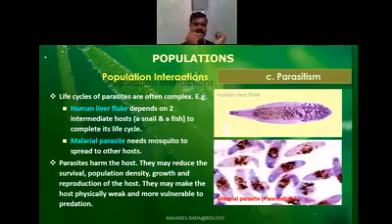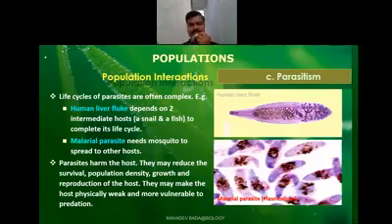They may reduce the survival, population density, growth, and reproduction of the host. They may make the host physically weak. You can take filariasis, elephantiasis. The worm enters into my body, reaches the foot and starts eating the muscles of the foot. Therefore, bulging and swelling of the leg will take place, and there will be a lot of pain to the person who has elephantiasis. So definitely the host gets harmed, and the parasite gets benefited.